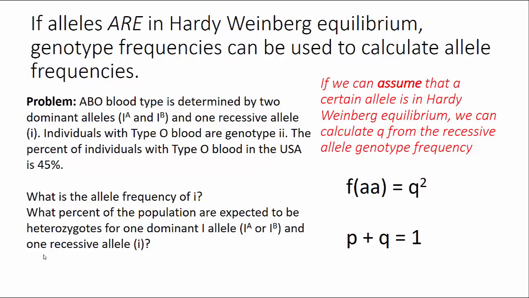What we'd like to do is figure out the allele frequency of little i based on the genotype frequency of individuals that have type O blood. So to answer this question, I first want to highlight that we are not going to distinguish between the two big I alleles, the big I^A and the big I^B. In this problem, we're only interested in the little i allele. So the information that we're given is that the frequency of type O blood, which would be the genotype little i little i, is 45%, and so we'll call that 0.45.